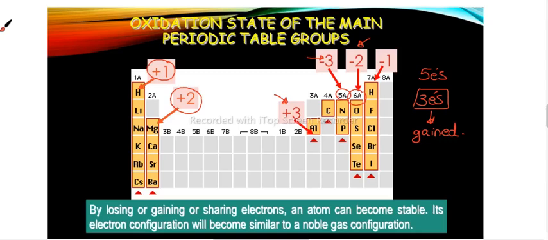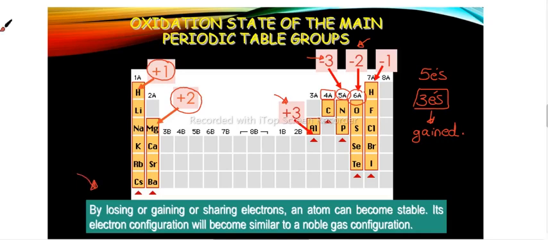In the case of an element presented in group number 4, it tends to share, so the sharing part as an oxidation state will be different, and I've got another rule for it. It's not so important to go through it for now. I have now group number 5, which is negative 3, negative 2, negative 1. Of course, if the element is presented in group number 8, it will not gain, lose, or share. It's the noble gas.